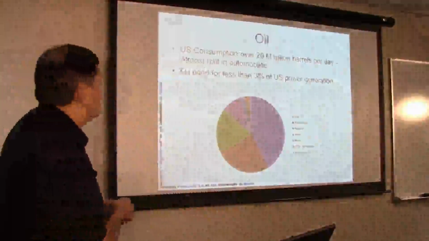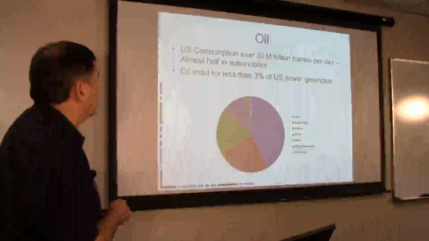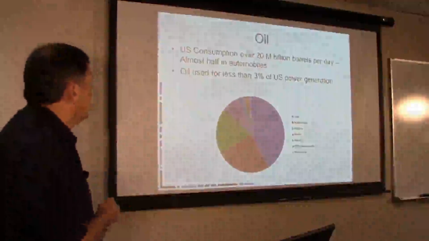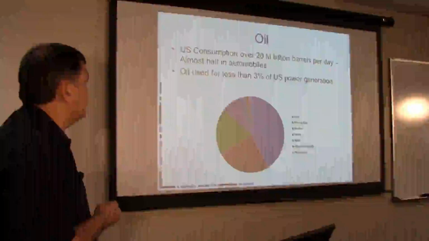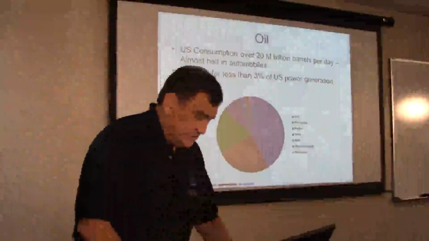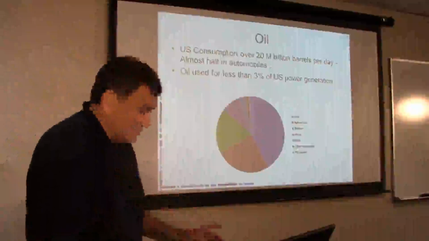I'll just spend a little bit of time on oil because it is currently used for just less than 1% of U.S. power generation. U.S. consumption is over 20 million barrels a day, and almost half of that is in automobiles. And as engineers that work in the power industry, I believe we should be doing everything we can to reduce our dependence on oil totally, and that means converting to electric vehicles and becoming free from the hold of oil-producing countries.